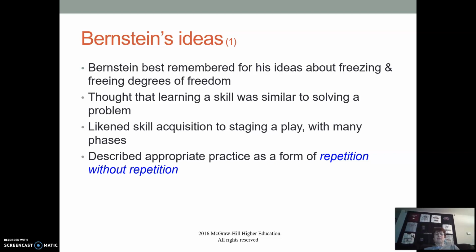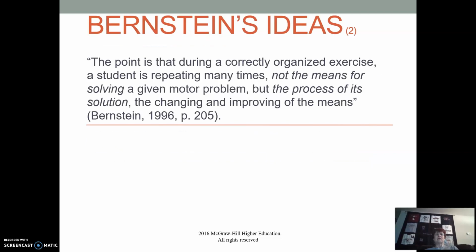As we practice motor skills, rather than just practicing the same skill over and over and over again, he puts greater emphasis on the process. So the process of performing a motor skill rather than doing the same motor skill over and over and over again. It's an interesting concept. And again, I'll put up a video clip that will go into much greater detail about Bernstein and his ideas.